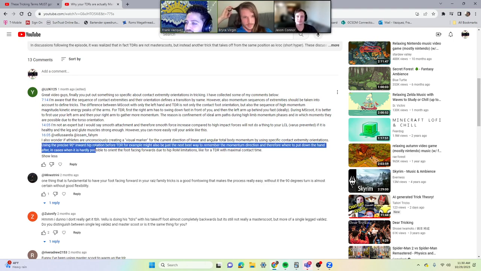Using the precise 90-degree inward hip rotation before TDR, for example, might also just be the best way to remember the momentum direction and therefore where to put down the hand after, in cases when it is hardly possible to orient the foot facing forwards due to hip range of motion limitations. Why would your hip be... Oh, because you can't externally rotate enough to open up your hips, I guess? Like for TDR with maximal contact, so talking about the fully grounded TDR here?